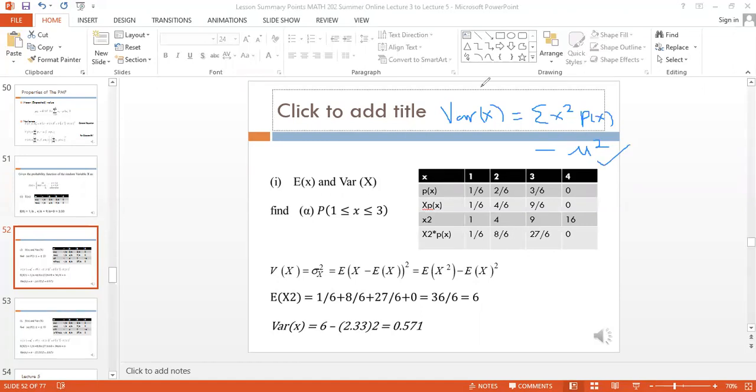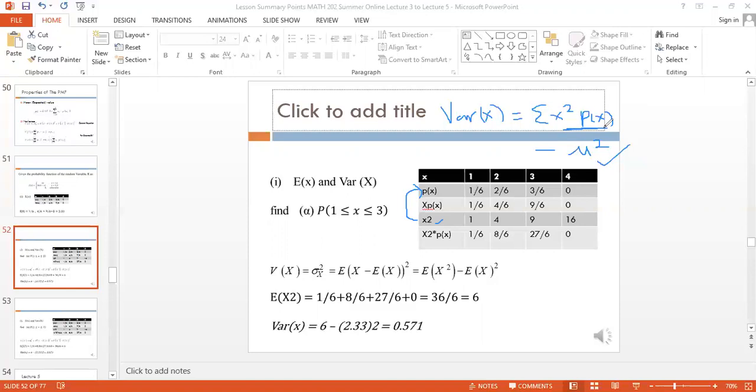So all we need to do is to create another row for x squared. This is it. That's the square of x. So 1 square will be 1, 2 square will be 4, 3 square will be 9, 4 square is 16. Then next you multiply x squared with P of X, okay?